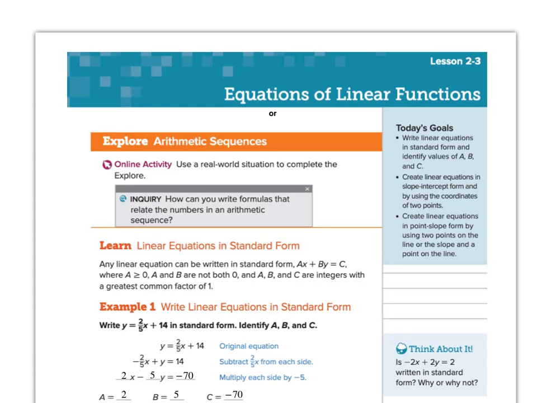So as we continue examining equations, now we're going to talk about equations of linear functions. In essence, a linear function is a function where the highest degree variable is 1, x to the first power. That's what we're talking about when we say linear functions. There are three main forms of linear functions that you'll encounter.